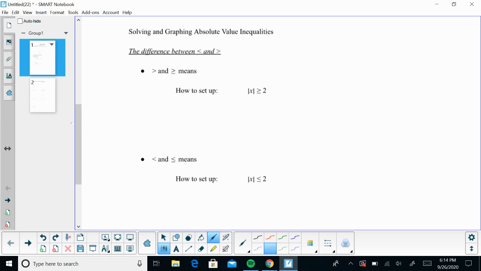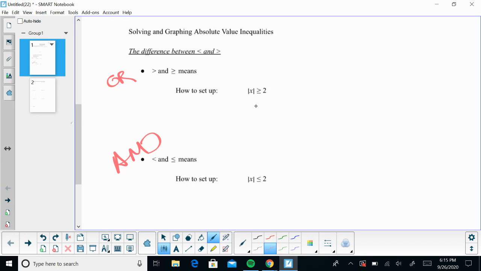So the first thing we have to talk about for absolute value inequalities is the difference between a greater than and a less than. For greater than problems, we treat these as or equations, and for less than, we treat them as and. Greater than is or, less than and.